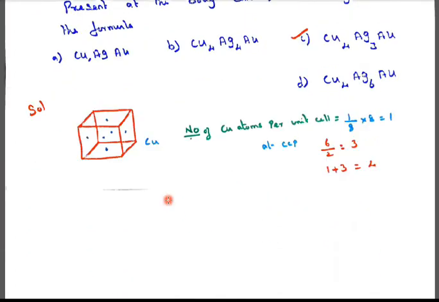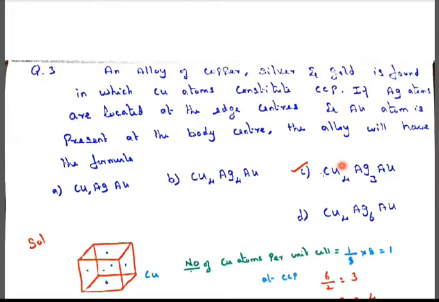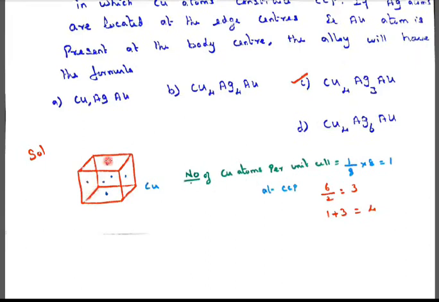So for copper, it is cubic close packing, that is CCP, which belongs to FCC. Here there is a face center: 1, 2, 3, 4, 5, 6, one in front of the cube and another at the back of the cube. The number of copper atoms present in the corners is 1 by 8 into 8, which is equal to 1. And CCP is nothing but FCC, that is 6 by 2.